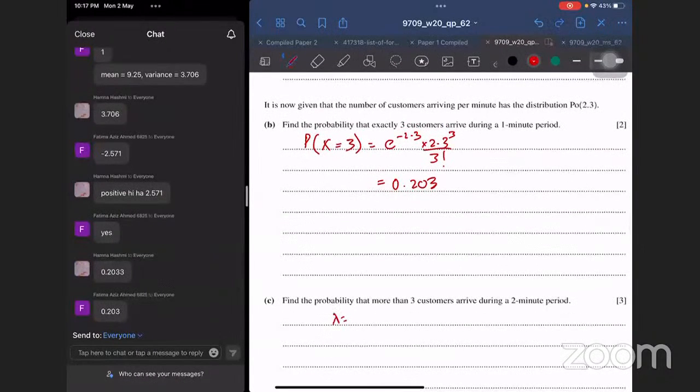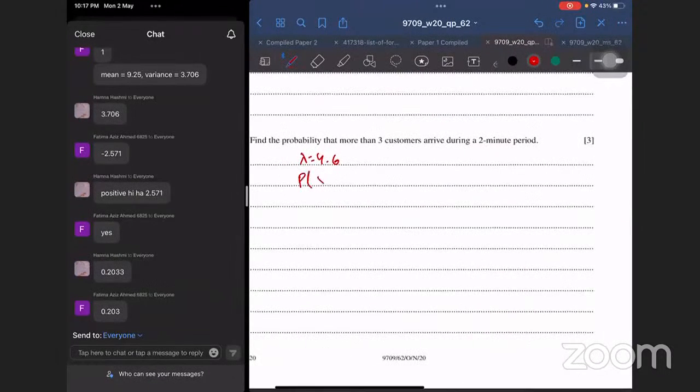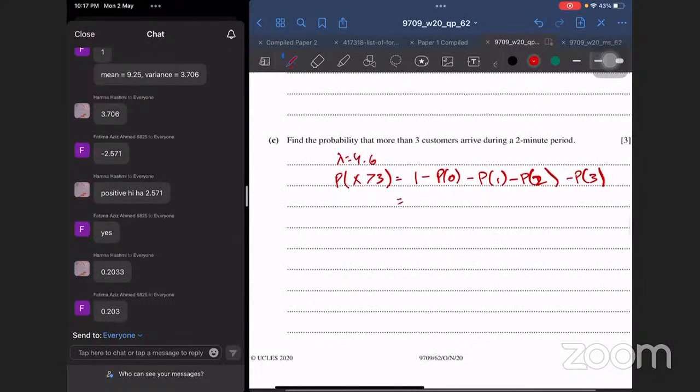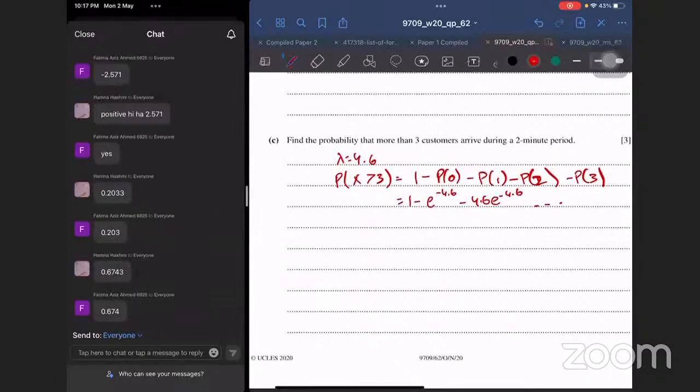पहले लैम्बडा चेंज करना पड़ेगा। More than 3. So 1 minus probability of 0, 1, 2, 3. Okay, you guys have done this, so I'm just going to write the answer, okay?